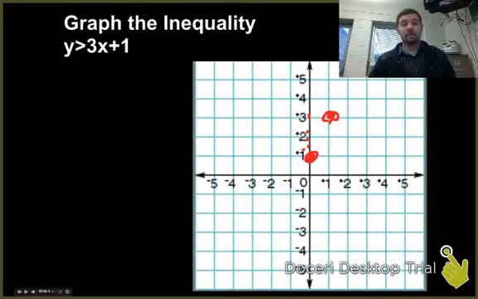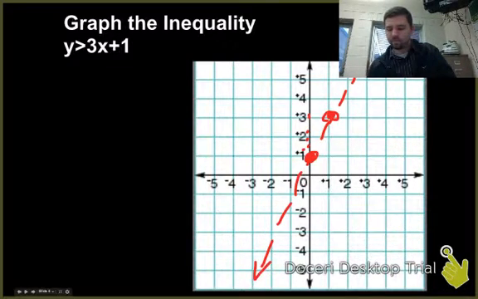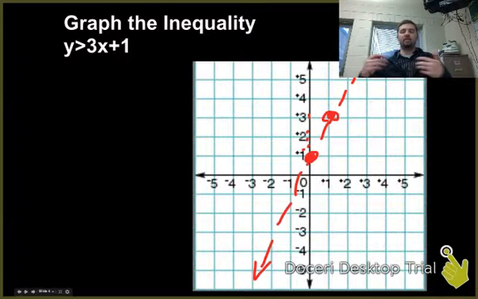Now, the question is, is this a dashed or a solid line? We said if it's less than or greater than, it's a dashed line. So my dashed line goes through those points. It still has those arrowheads on the end.